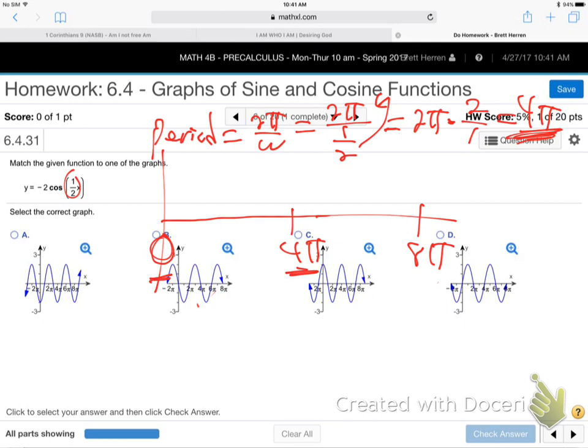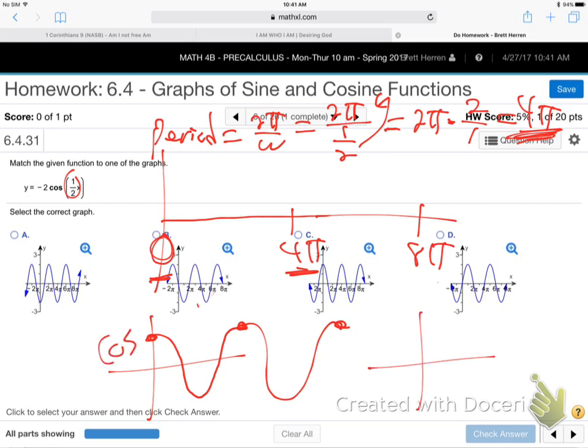Now, we have to be clear, this is cosine. What does the normal, regular cosine do? It starts high, goes low, comes back high. That's one cycle. And then it repeats that again, another cycle. You see that? Whereas sine, if we had sine, we don't, but in a minute we will, starts at 0, goes high and back to 0. And then it repeats that, back to 0.